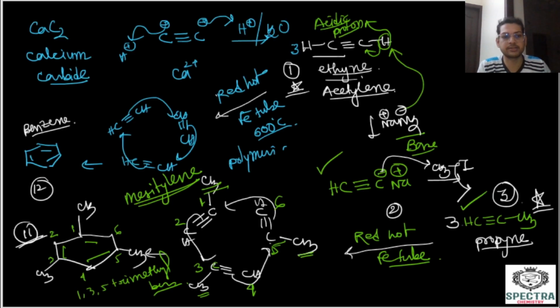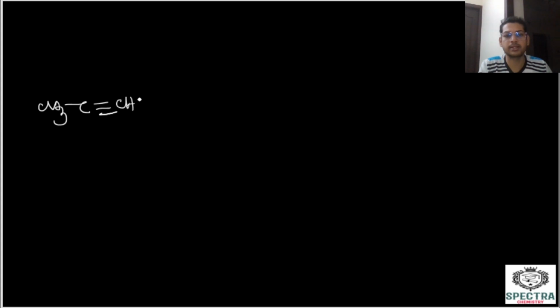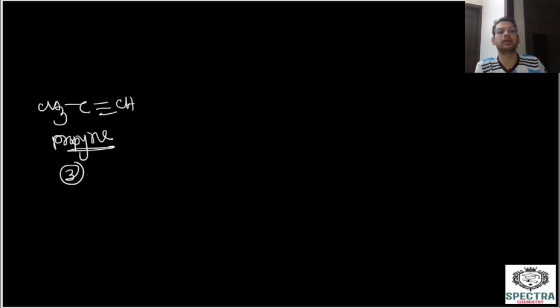CH3, C triple bond CH, right? Double bond or triple bond, let me just check. I think it's triple bond. Yes, triple bond. Okay, sir. That means that it was propyne. That was my compound number 3.